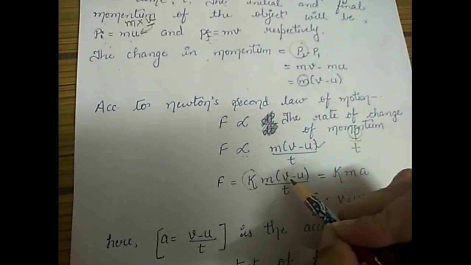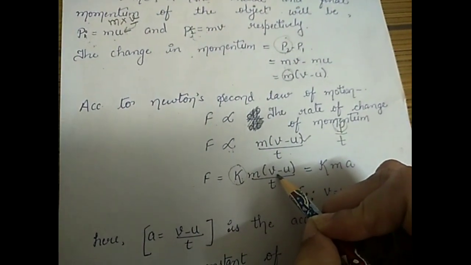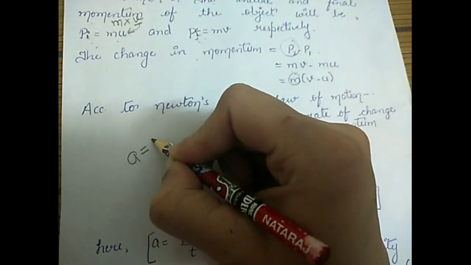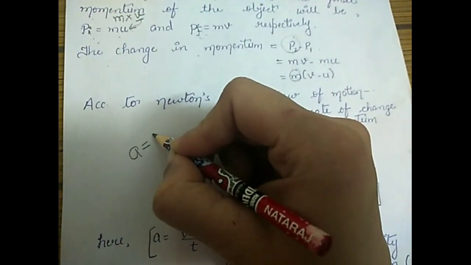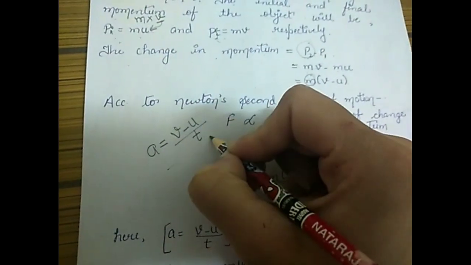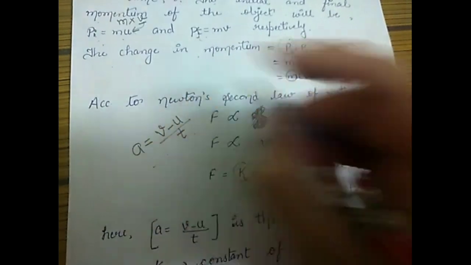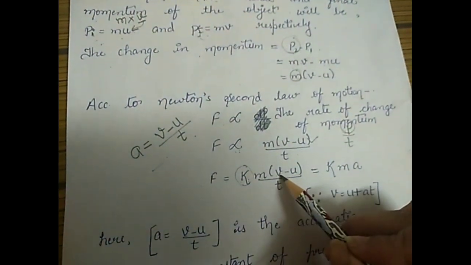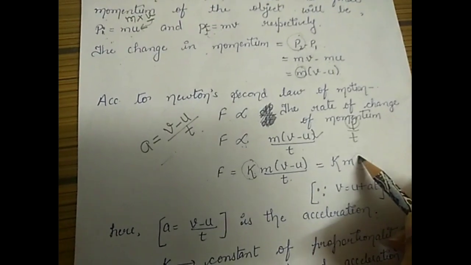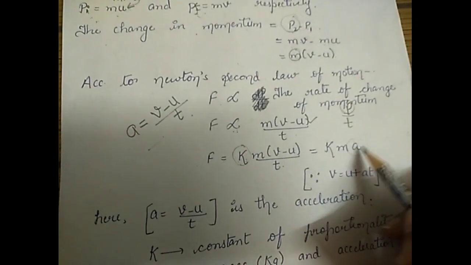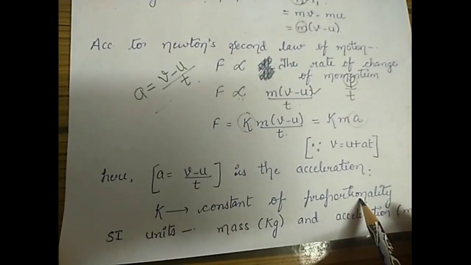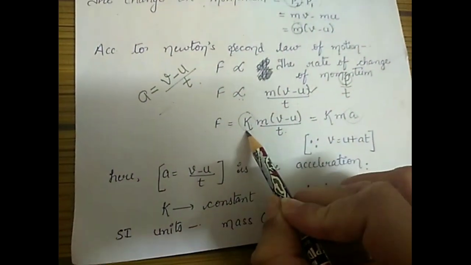Now in the previous chapter we discussed that acceleration is change in velocity, that is v minus u, divided by t. So in place of (v minus u) divided by t, we will put a. So here a is acceleration and k is the constant of proportionality, as I explained.